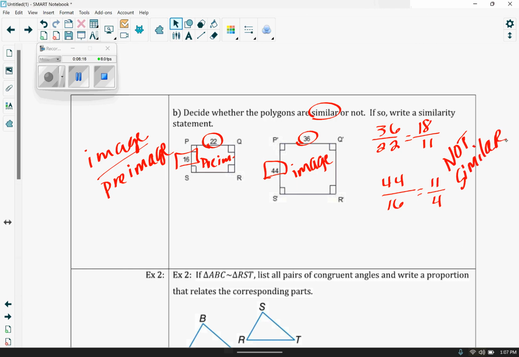Another way I could do that is I could set it up as 36 over 22 equal to 44 over 16, and just multiply this direction, that number, and then this direction, multiply that number. If these are equal, then they would be similar. There'd be equal proportions. If they're not equal, they would not be similar.